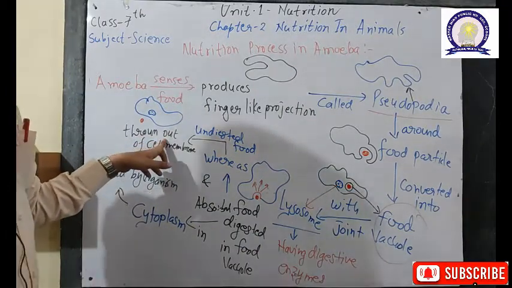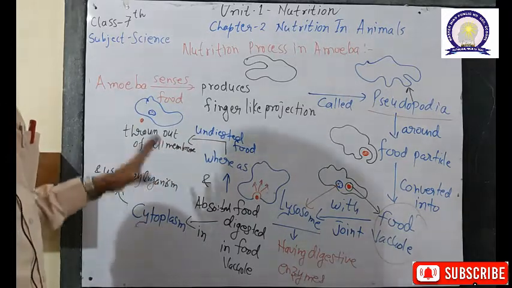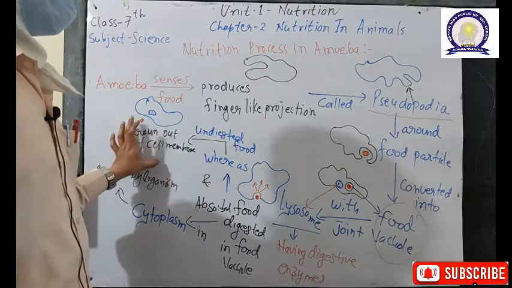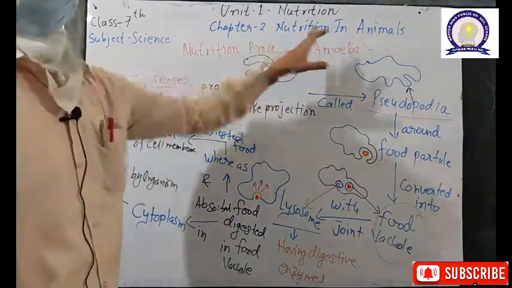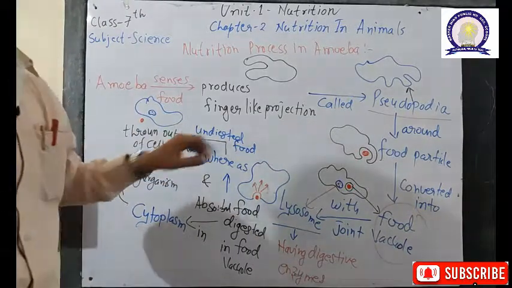So in the further part we will discuss nutrition in the human being, that means the complete digestive system in the human being. So this is the first part on nutrition in animals completed, and in the second part we will discuss digestion in the human.